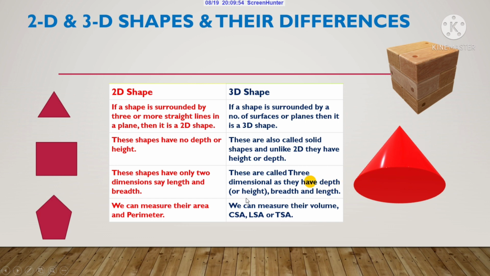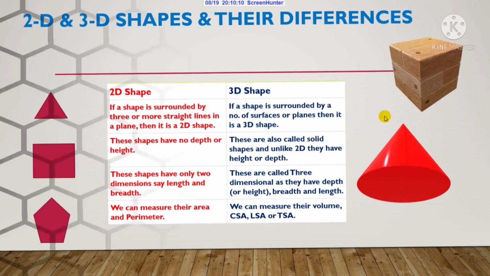We can measure area and perimeter for the two-dimensional shapes. For three-dimensional shapes, we will measure the CSA, that is curved surface area, lateral surface area or total surface area, or volume. So we can calculate this. Let us go through.